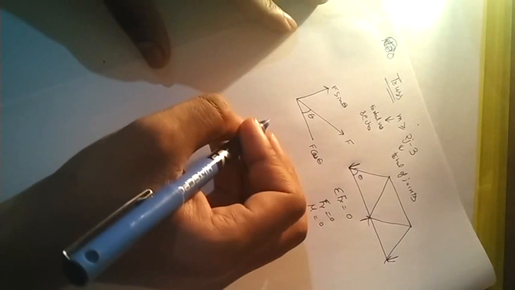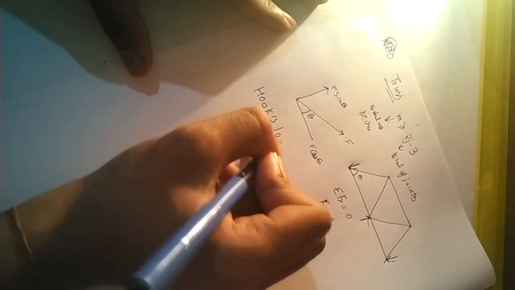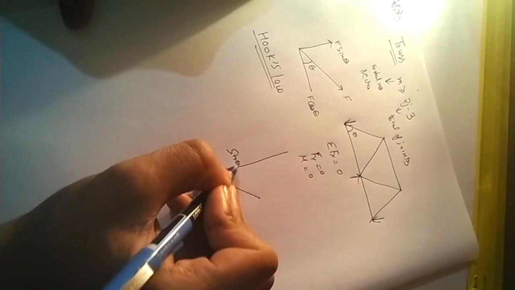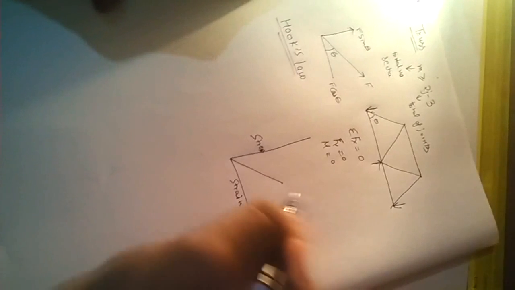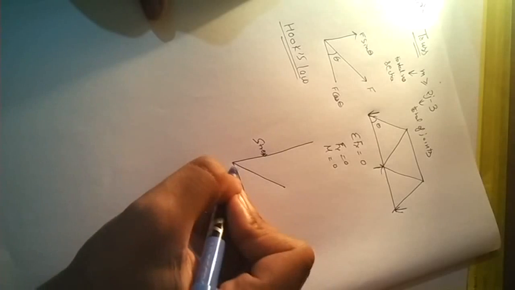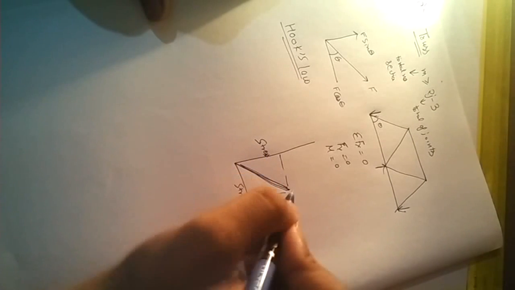Okay, now let's move further to Hooke's law. According to Hooke's law, stress is directly proportional to strain, as shown in the stress-strain graph. If we apply stress, strain will be there. Stress is force upon area and strain is the change in dimension. Stress is directly proportional to strain till point A, up to point B.